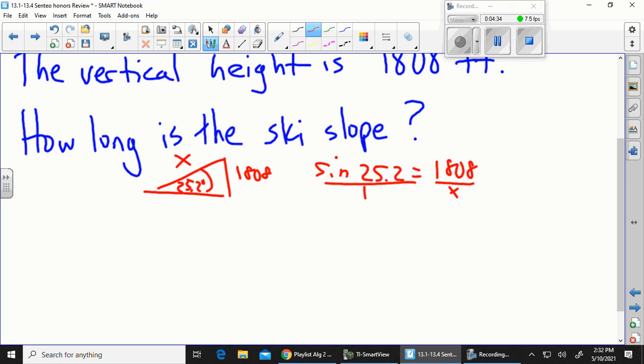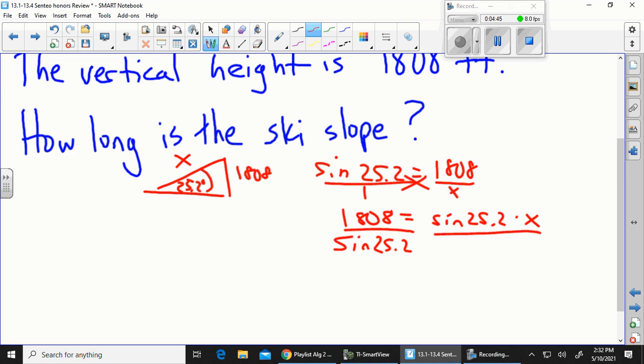Think of cross multiplying and dividing. 1808 equals the sine of 25.2 times x. Divide by the sine of 25.2. And if you take 1808 divided by the sine of 25.2, you get 4,246.33. Okay, so next question.